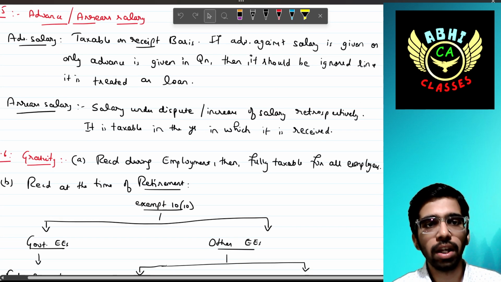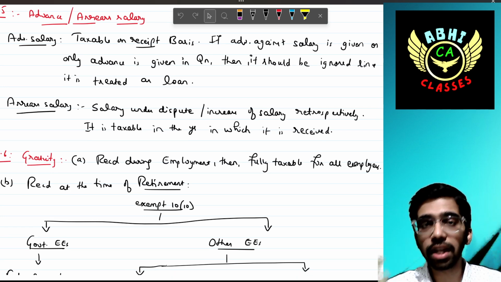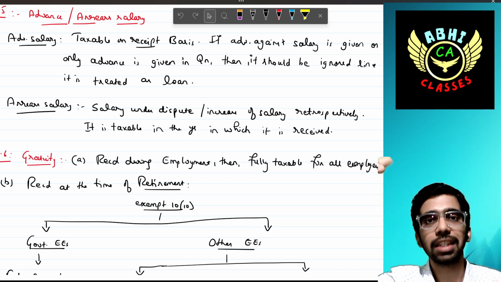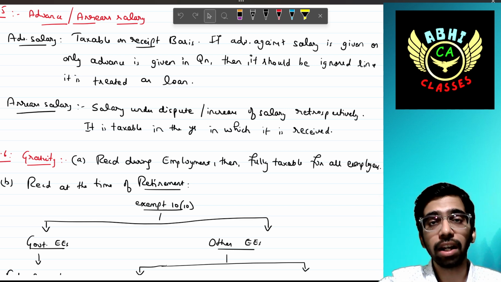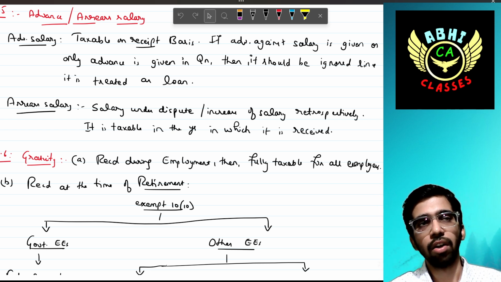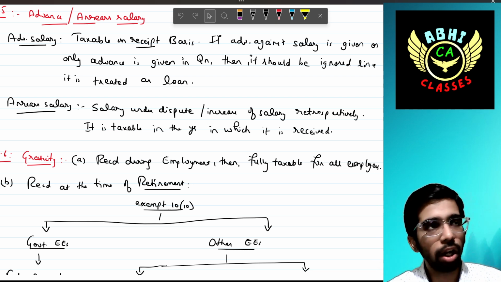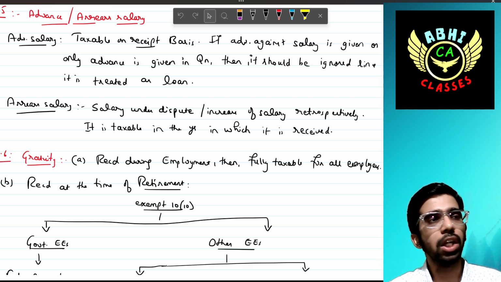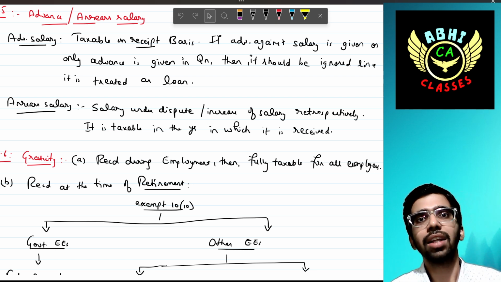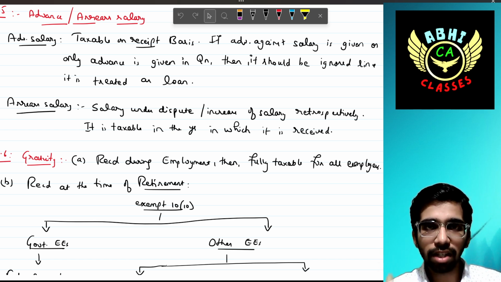Next, arrears of salary. Arrears of salary means arrears under dispute or an increase of salary retrospectively. For example, the salary of 2005-06 has been enhanced, and that enhanced portion has been received in this previous year. It will be common in government employees or state government employees, because there will be a dispute in the payment of the salary, then that dispute is resolved, then that excess salary will be paid in the current previous year, then that is called arrears of salary.